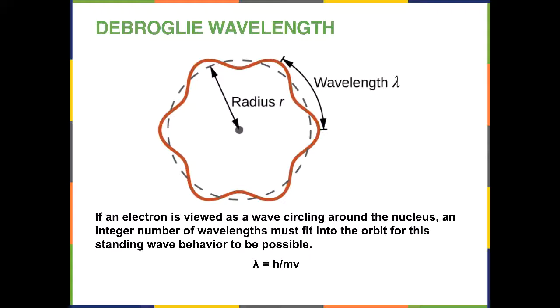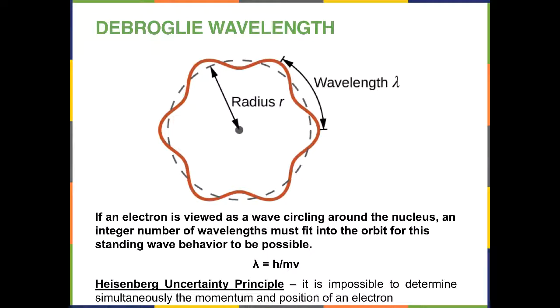And so the wavelength of an electron is going to equal Planck's constant divided by the momentum of that electron times its frequency.